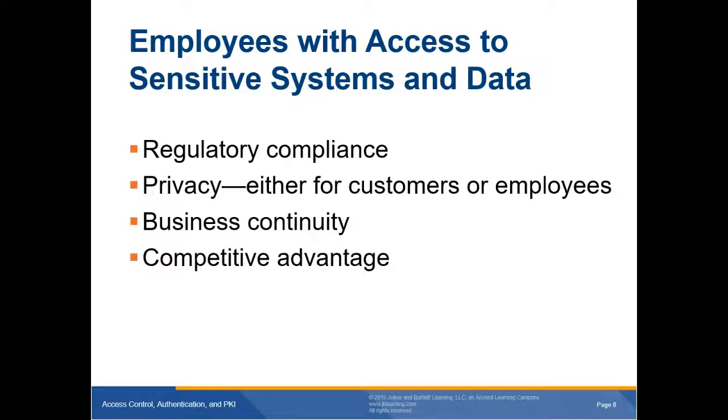Employees with access to sensitive data. What are the regulatory compliances? What are the privacies? Business continuity, competitive advantage. These are some of the things that we need to look at. At this point, you already have a comprehensive list of objects. Now you should go back over the list and review what is required. What does the government say we have to have? How are we going to keep our business running? These are some of the things that we're going to have. Does this lead to a competitive advantage?